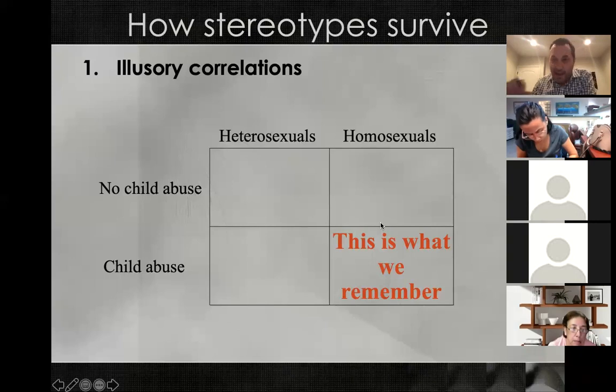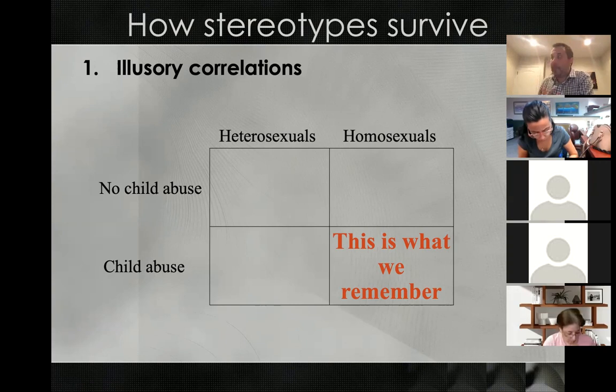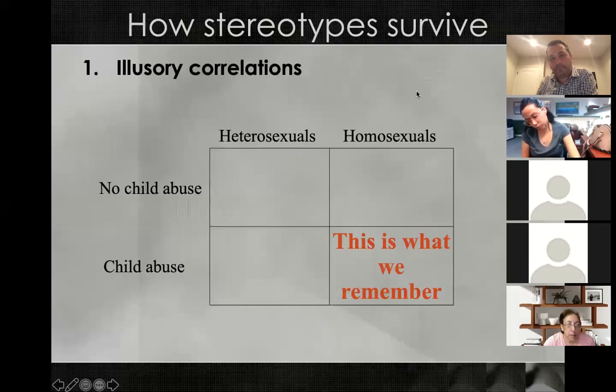child abuse. And as a consequence, even if there is absolutely no relationship whatsoever between sexual preference, sexual orientation, and committing child abuse, people tend to over-remember those instances where homosexuals committed child abuse, which leads them to believe, in many cases, that that relationship actually exists. In other words, it leads them to develop this illusory correlation between those two variables, even when there isn't one. Okay? So that's one example whereby stereotypes can exist despite a complete lack of evidence for them.